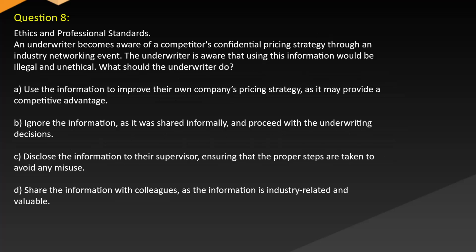Question 8. Ethics and professional standards. An underwriter becomes aware of a competitor's confidential pricing strategy through an industry networking event. The underwriter is aware that using this information would be illegal and unethical. What should the underwriter do? A. Use the information to improve their own company's pricing strategy, as it may provide competitive advantage. B. Ignore the information as it was shared informally and proceed with the underwriting decisions. C. Disclose the information to their supervisor, ensuring that the proper steps are taken to avoid any misuse. D. Share the information with colleagues, as the information is industry-related and valuable.